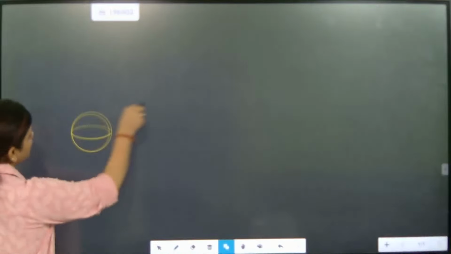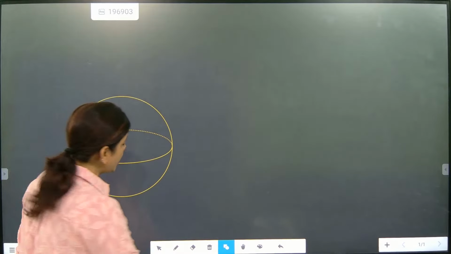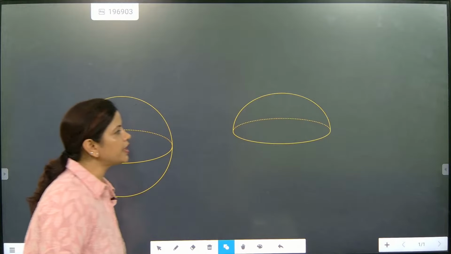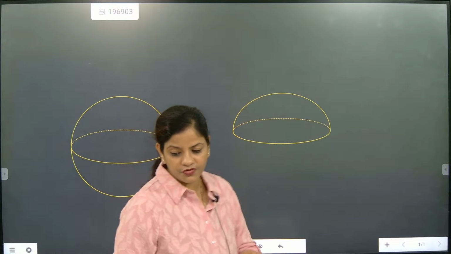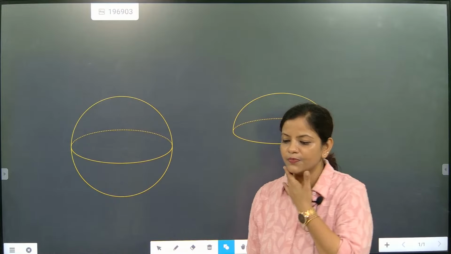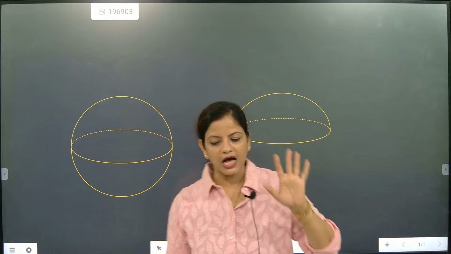If somebody talks about sphere, this is sphere. And if somebody talks about hemisphere, this is hemisphere. So hemisphere is half of sphere. Hemisphere is half of sphere.